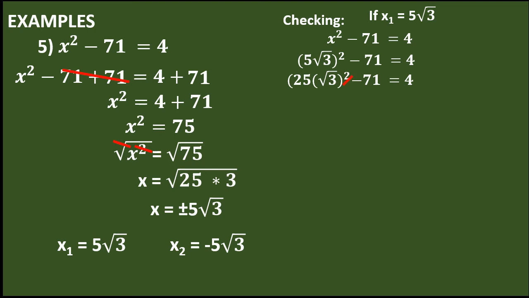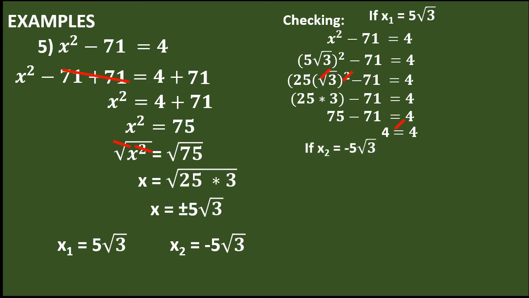After that, we can cancel the 2 and the radical sign. And we have 25 times 3 minus 71 equals 4. Again, quantity 25 times 3, quantity minus 71 equals 4. The product is 75 minus 71 equals 4. The difference is 4, and that is also equal to 4. So again, they are equal. We're going to accept 5 square root of 3 as a solution to the quadratic equation.